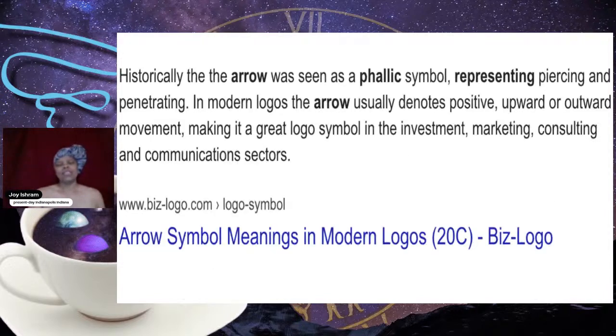Before we get into the basics, today is the introduction course of astrology, a sip of astrology. Historically, as I already mentioned, and this is on bizlogo.com, logos, sign symbols, modern logos, arrow symbol meanings. Go check that out. Historically, though, the arrow was seen as a phallic symbol, representing piercing and penetrating.